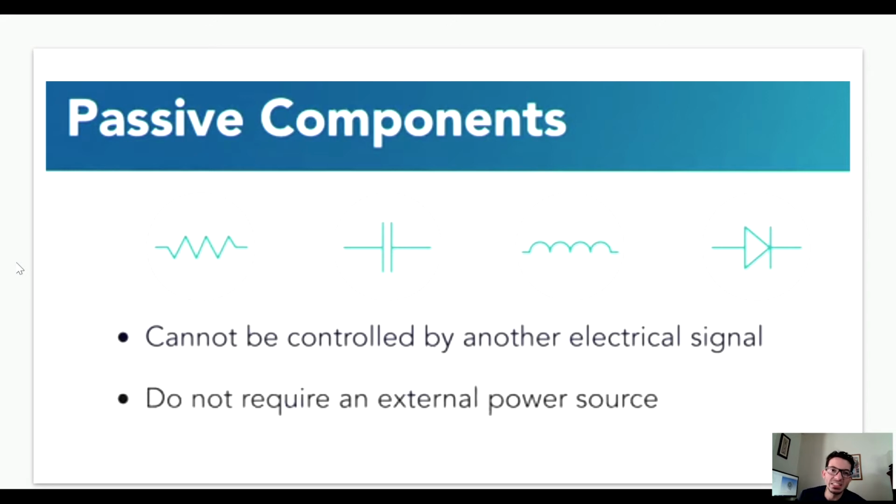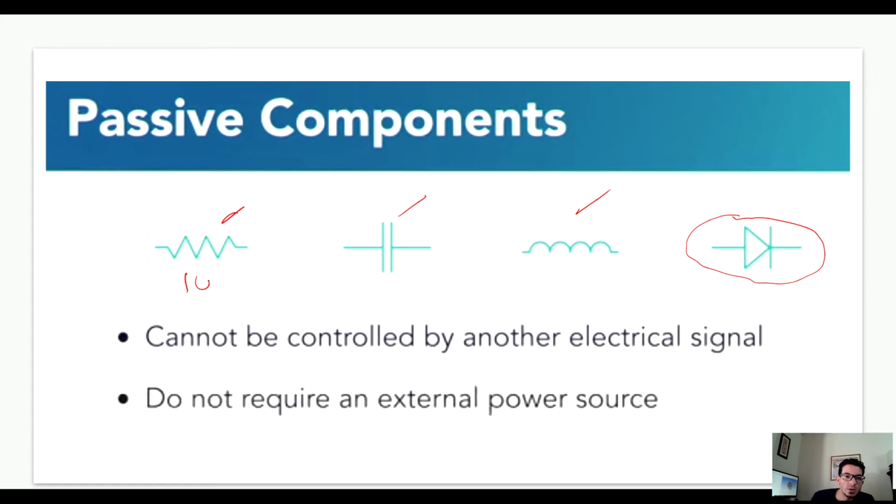Let's talk about passive elements. We've talked about resistors and capacitors and inductors, and now we're going to talk about diodes. So passive elements cannot be controlled by another electrical signal. They depend on their own properties, on their own material. So they depend on their nominal value.